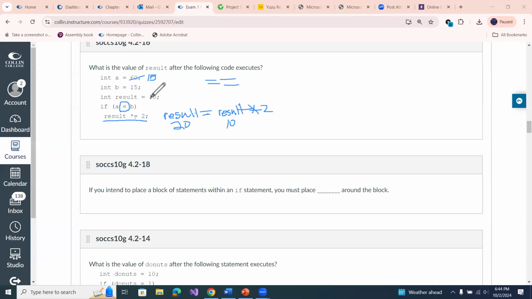Okay, if you intend to place a block of statements within an if statement, you must place blank around the block. So a block means this. A block means that you have curly braces. So the block is the stuff in between the curly braces. So if you intend to place a block of statements within an if, more than one statement, you've got to have the curly braces.